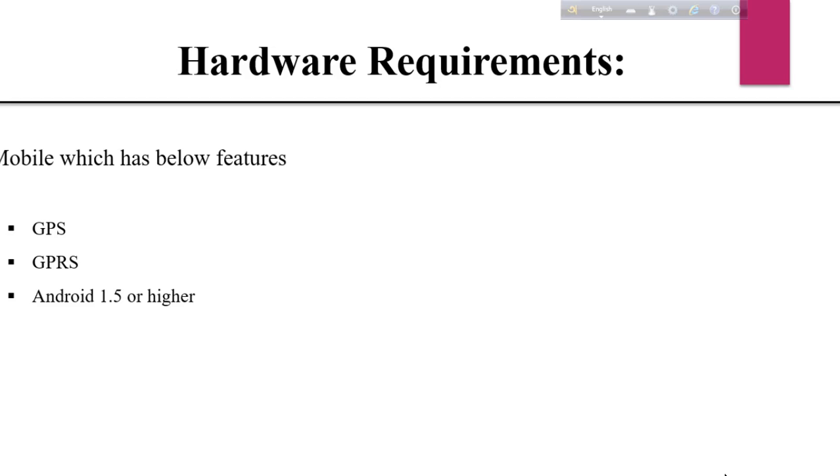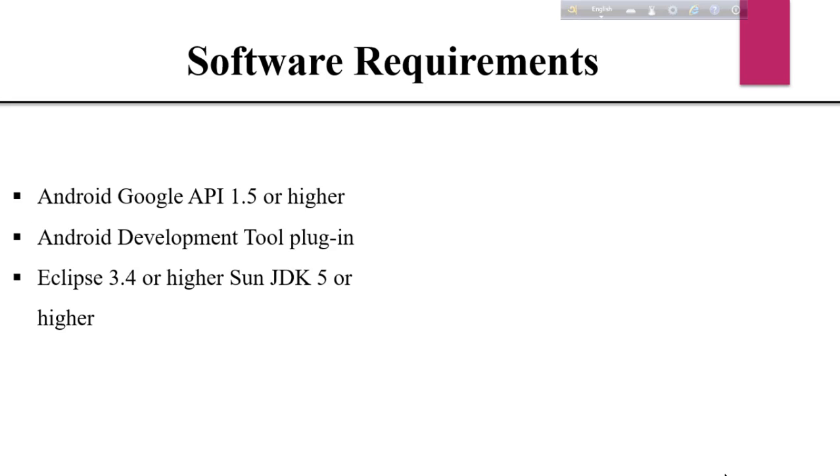For using this application, what hardware requirements are needed on your phone? Your phone needs to support GPS, GPRS, and Android. If your Android mobile phone's Android version is higher than 1.5, you can install my application and enjoy this application. And the three software things you need on your phone to access my application: one is Android API higher than 1.5, then Android development tool, then you need JDK 5 or higher.